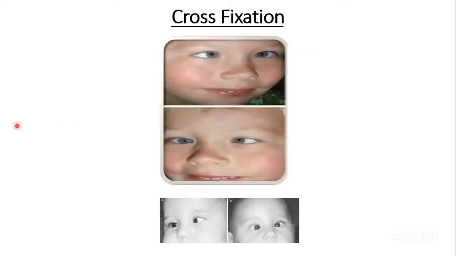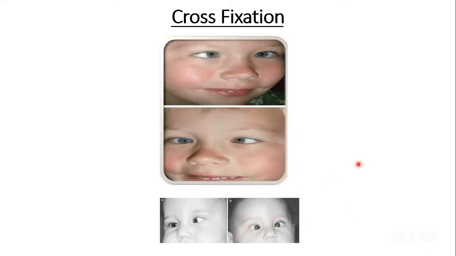Also, many patients with infantile esotropia will have something called cross fixation. So when the patient is looking to the left gaze, he will use the right eye. And when the patient is looking to the right gaze, he will use the left eye. Here again, the patient is looking to the right gaze, he is using the left eye. The patient is looking to the left gaze, he is using the right eye.